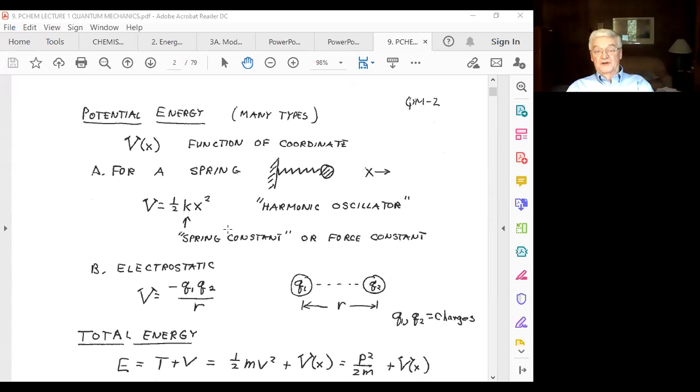And last example before I stop is just electrostatic interaction. We're going to utilize that this semester also. If you have two charges, the repulsion or attraction is given by minus the charge of the first particle times the charge of the second one divided by the distance between them. So if the charges are different, you'll get a positive potential energy. If the charges are the same, you'll get a negative potential energy. And we will be using this kind of potential energy when we talk about how nuclei attract electrons also.